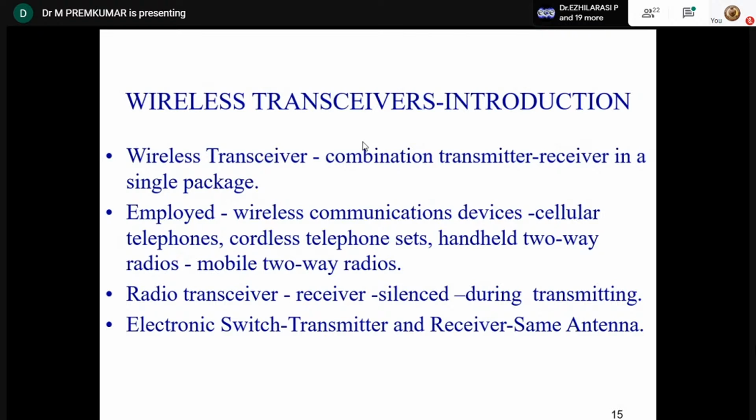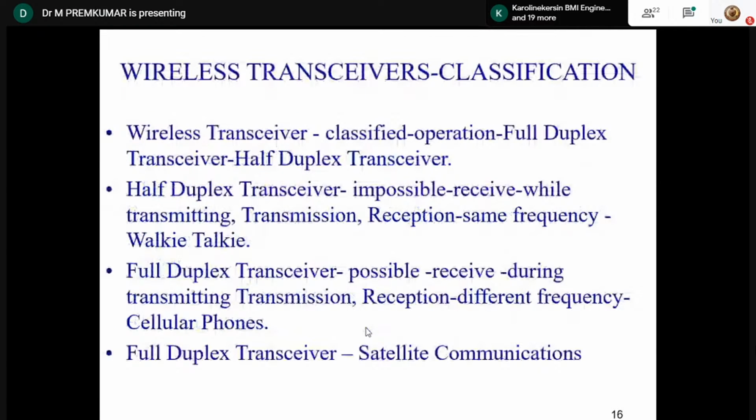Wireless transceivers are employed in various wireless applications such as cell phones, or the olden days cordless telephones and so on. A transceiver is always silenced during transmission and it is always on during reception. The classification of wireless transceiver operation is that it operates either in the full duplex mode or in the half duplex mode.